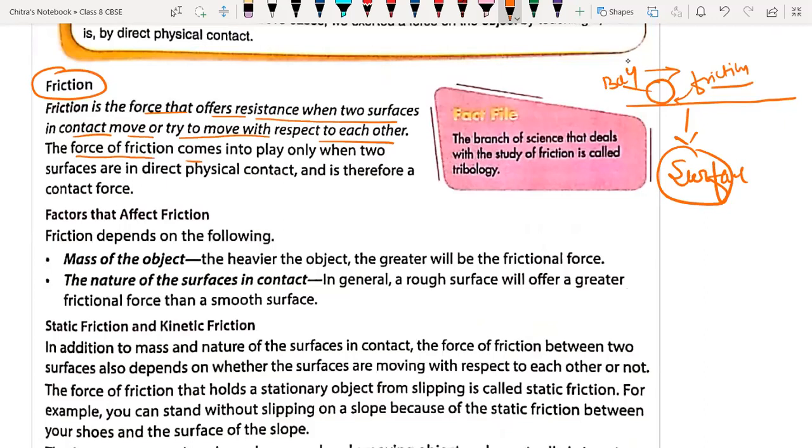Okay, the force of friction comes into play only when two surfaces are in direct physical contact with each other. So that friction force will always work only when two or more objects are in direct contact with each other. It is therefore a contact force. Hence, that friction force is called a contact force.